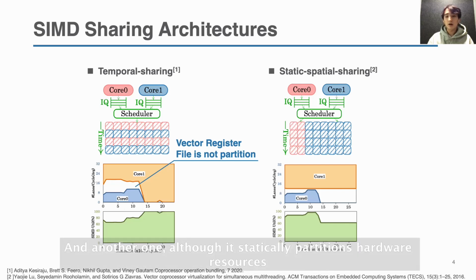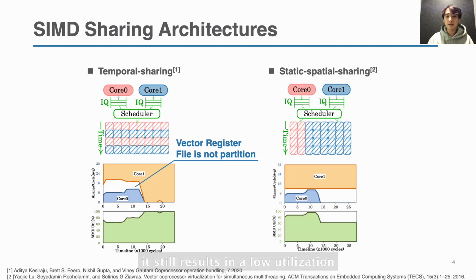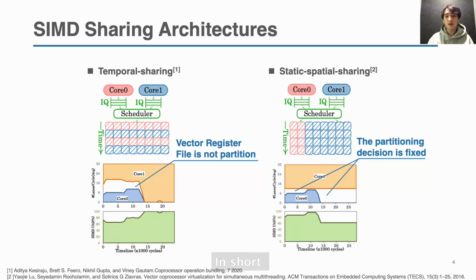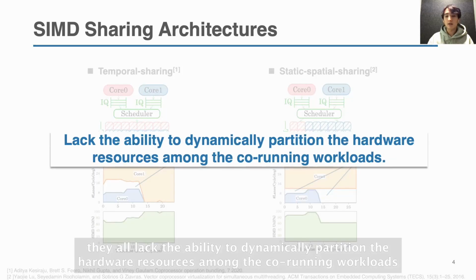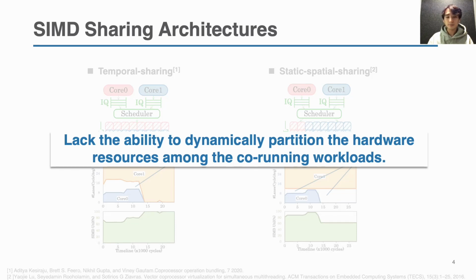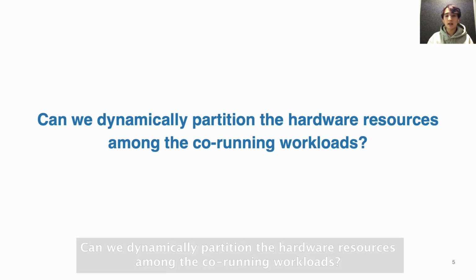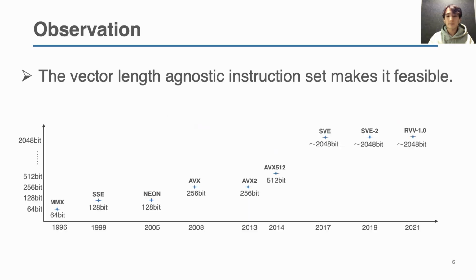And the other one, although it statically partitions hardware resources, still results in low utilization because it does not consider changes in program behavior at runtime. In short, they both lack the ability to dynamically partition the hardware resources among the cores running workloads. So, this is our question: to further improve SIMD utilization, can we dynamically partition the hardware resources among the cores running workloads?